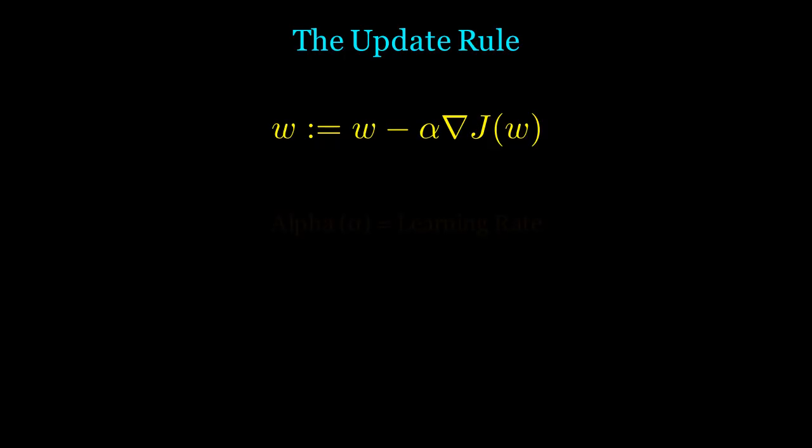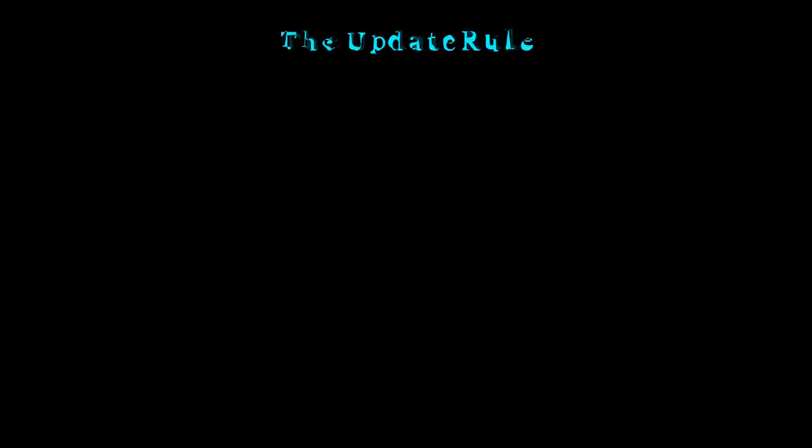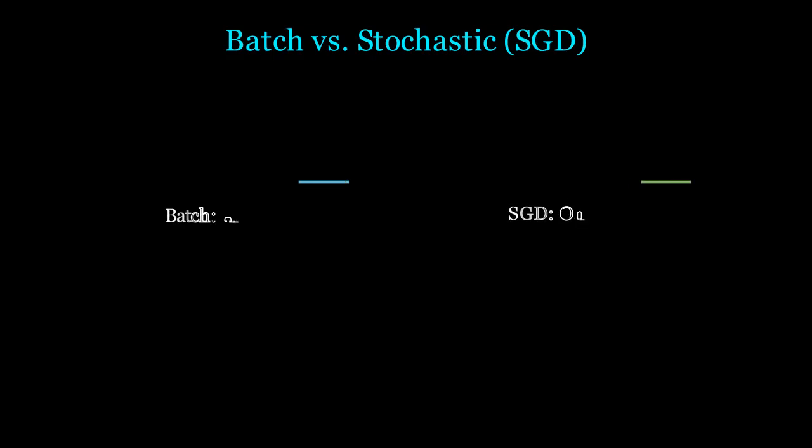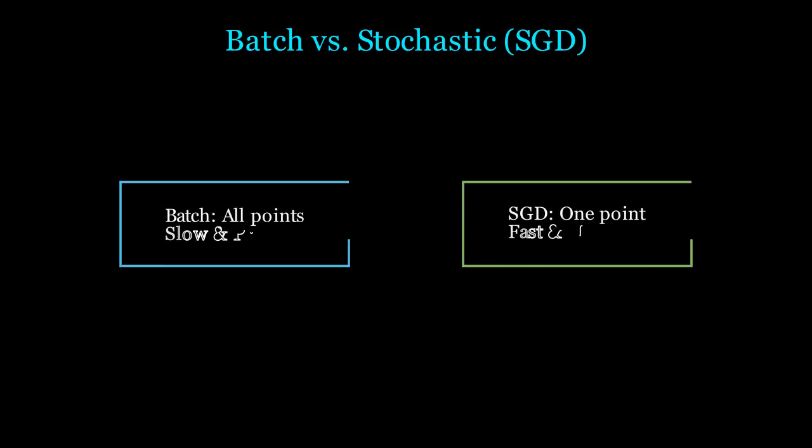The formula is elegant. We update our parameters by subtracting the gradient multiplied by a learning rate denoted by the Greek letter alpha. The learning rate is a crucial hyperparameter. If it's too small, the computer will take forever to learn, moving in tiny microscopic steps. If it's too large, the algorithm might overstep the bottom, bounce back and forth, and eventually fail to converge or even explode to infinity.